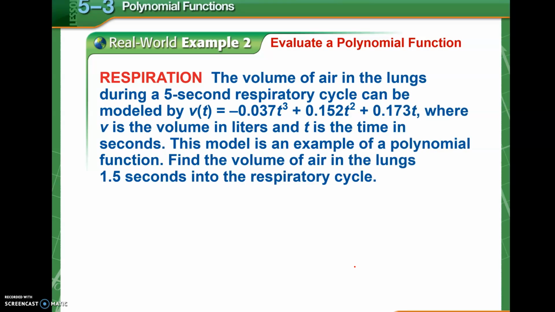The other part that we want to talk about is evaluating functions, and we did kind of talk about this with the remainder theorem, but if I'm plugging in values for a function, here the volume of air in the lungs during a 5-second respiratory cycle can be modeled by this equation. So your lungs are going in and out. The volume is increasing and then decreasing, where V is the volume in liters and T is the time. This model is an example of a polynomial function. Find the volume of air at 1.5 seconds.